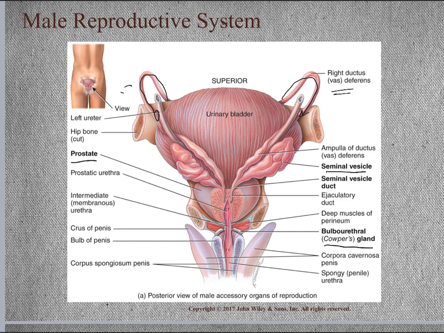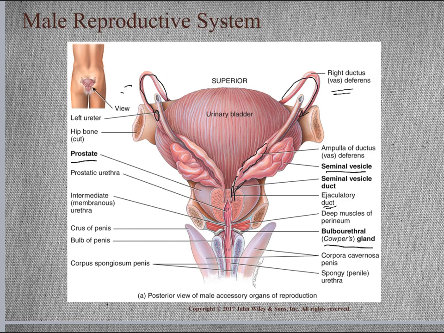Now, a couple things to point out. The vas deferens leads into an ampulla, a storage chamber, and then our first accessory gland, our seminal vesicle, is going to merge, forming this ejaculatory duct. And this ejaculatory duct is going to do just that, push sperm into the urethra so that it can be expelled from the penis. A couple other things to point out.